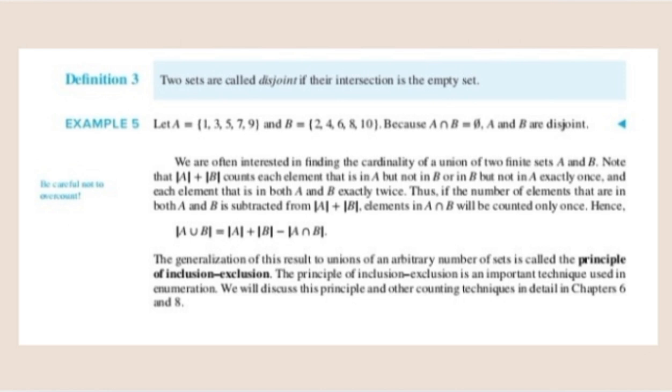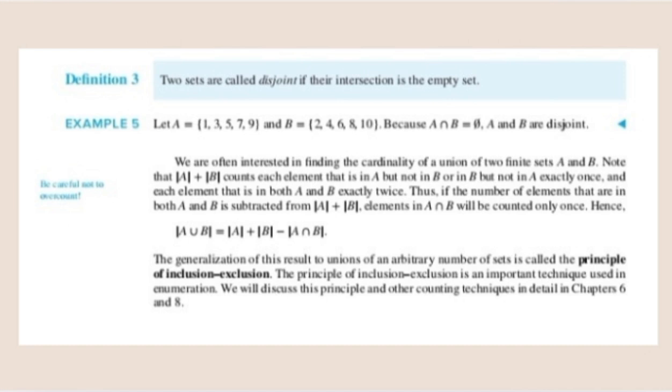We are often interested in finding the cardinality of a union of two finite sets A and B. Note that |A| + |B| counts each element that is in A but not in B, or in B but not in A, exactly once, and each element that is in both A and B exactly twice. Thus, if the number of elements that are in both A and B is subtracted from |A| + |B|, elements in A ∩ B will be counted only once. Hence, |A ∪ B| = |A| + |B| − |A ∩ B|.